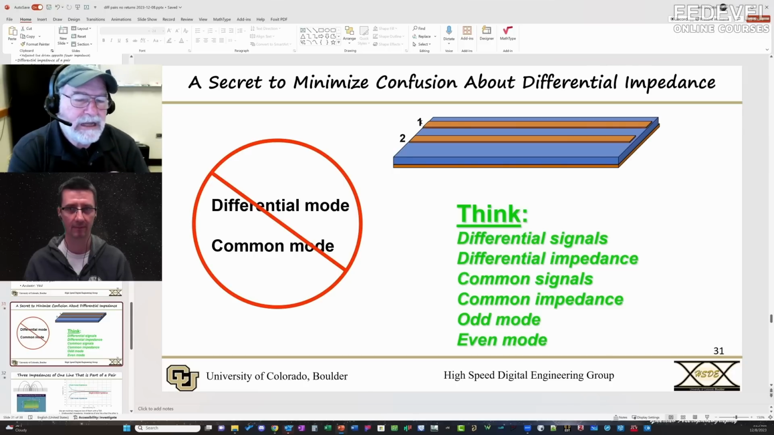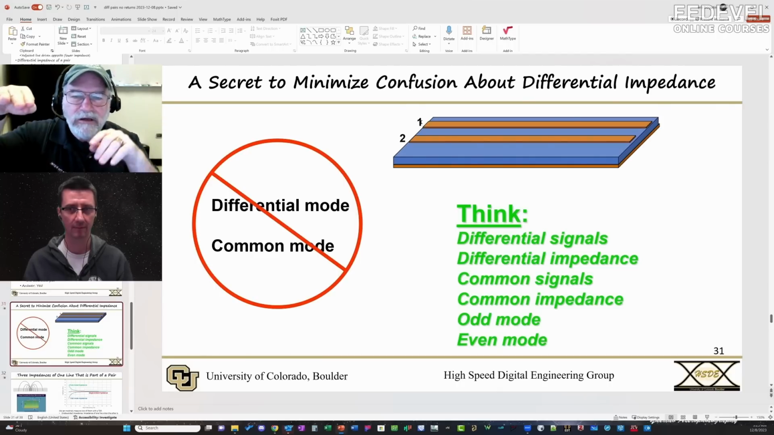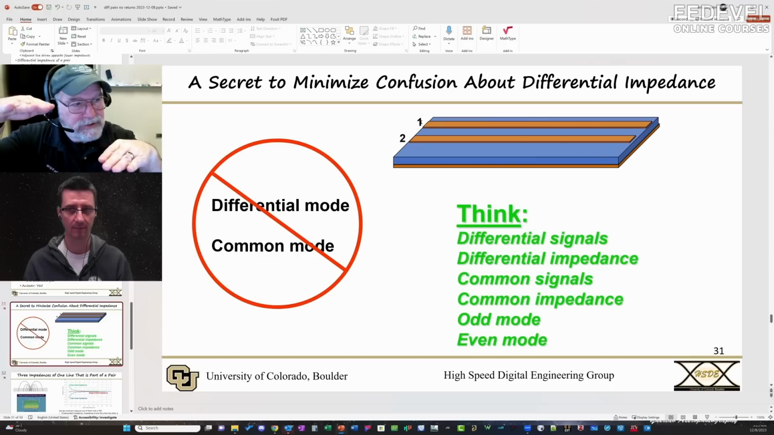I can take any combination of two single-ended signals and calculate at any instant in time what the differential component is and the common component. The common component could be modulating just as fast as the differential component. Common just means the average. If my two signals are a 0 to 1 and a 1 to 0, then I have a differential component.